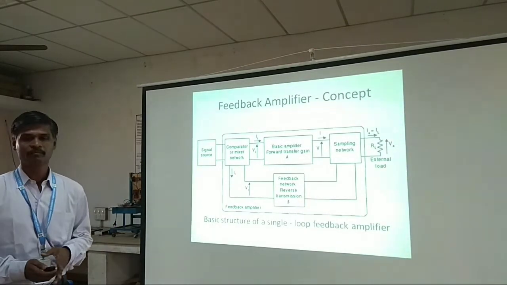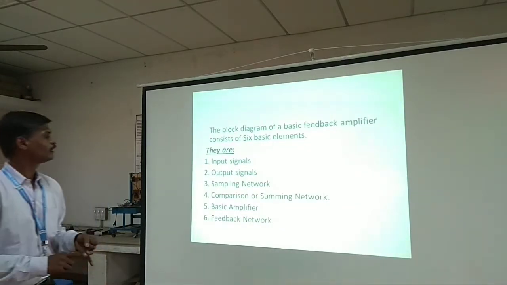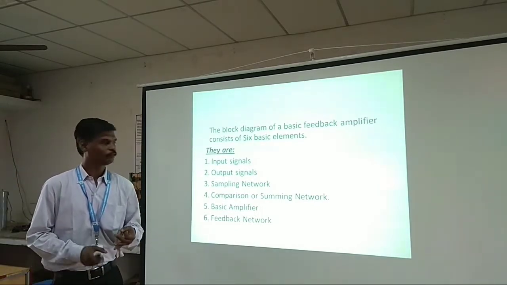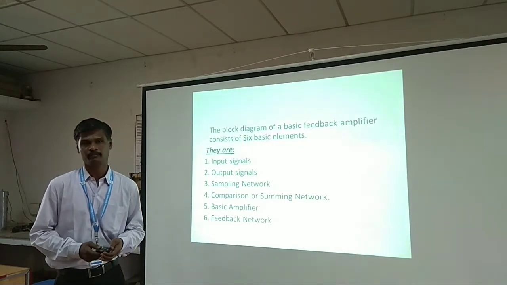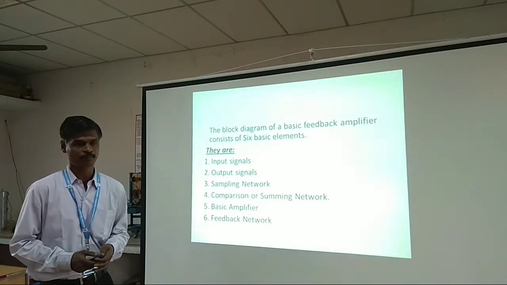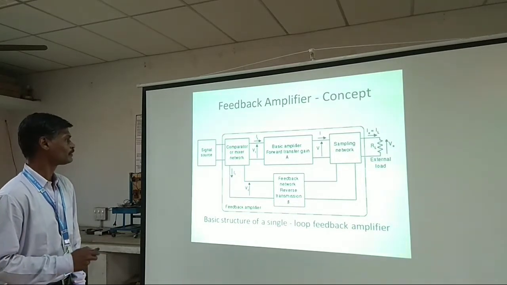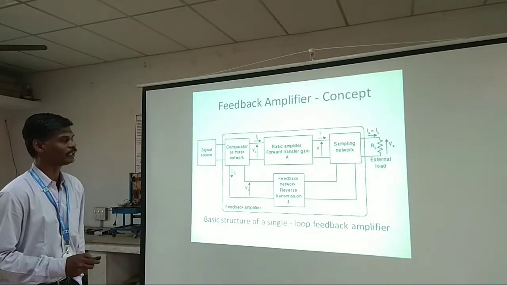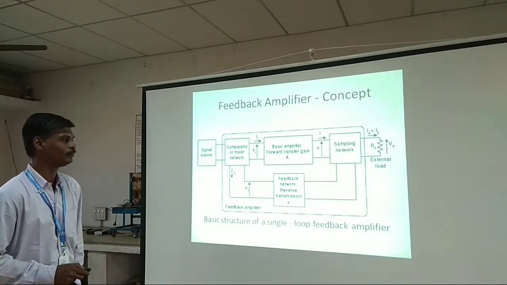In the feedback amplifier, actually we have 6 different blocks. The first one is the input signal, the second one is the output signal, the third one is the sampling network, the fourth one is the comparison or summing network, the fifth one is the basic amplifier, and the sixth one is the feedback network. All these things comprised together form a feedback amplifier. The input signal, comparator, basic amplifier and sampling network form the basic amplifier network, along with the feedback network.